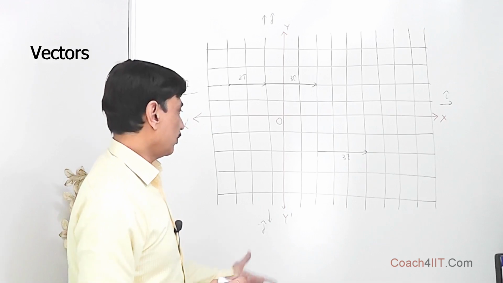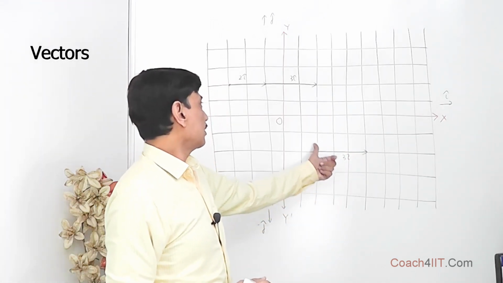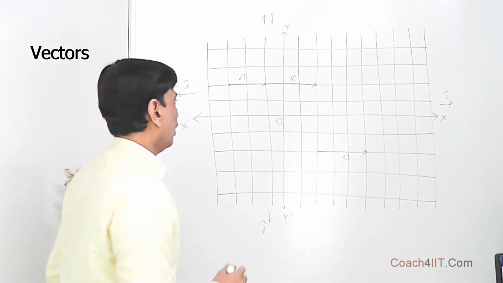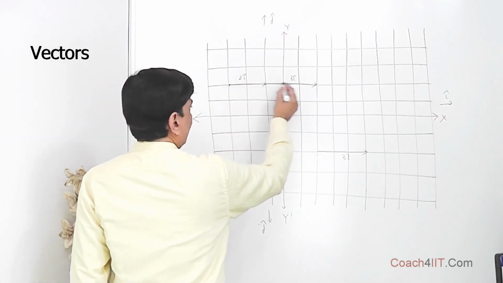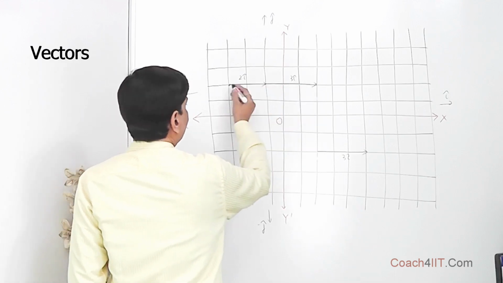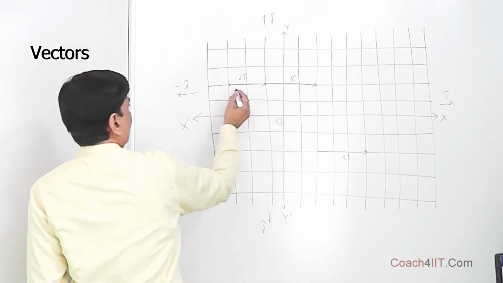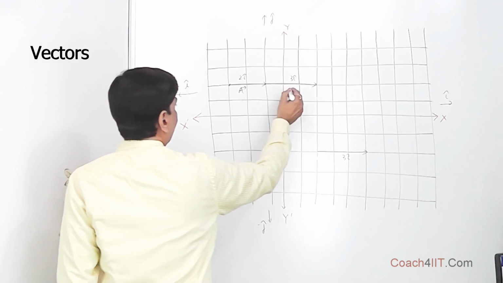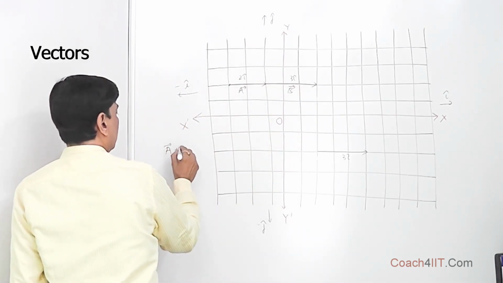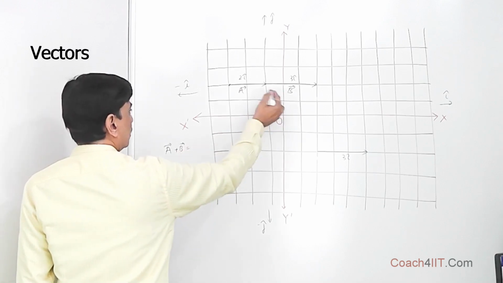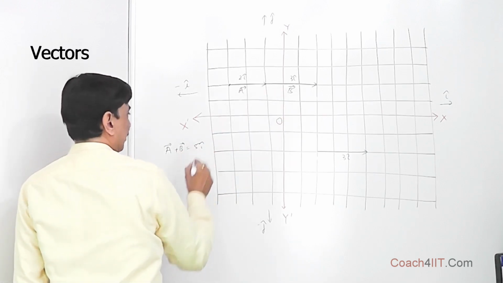So what we have done is, we have moved this vector, joined them head to tail, and now from this tail to this head, this is the resultant vector. So 2i plus 3i, they are in a straight line, so it is going to be the resultant of this vector, if we call this A and this B. So A vector plus B vector is going to be 2i plus 3i, that is 5i cap.